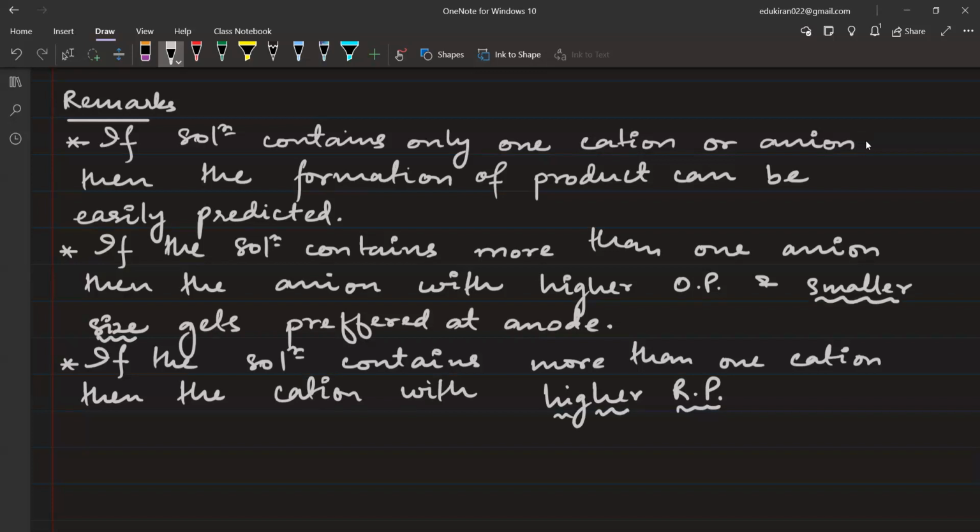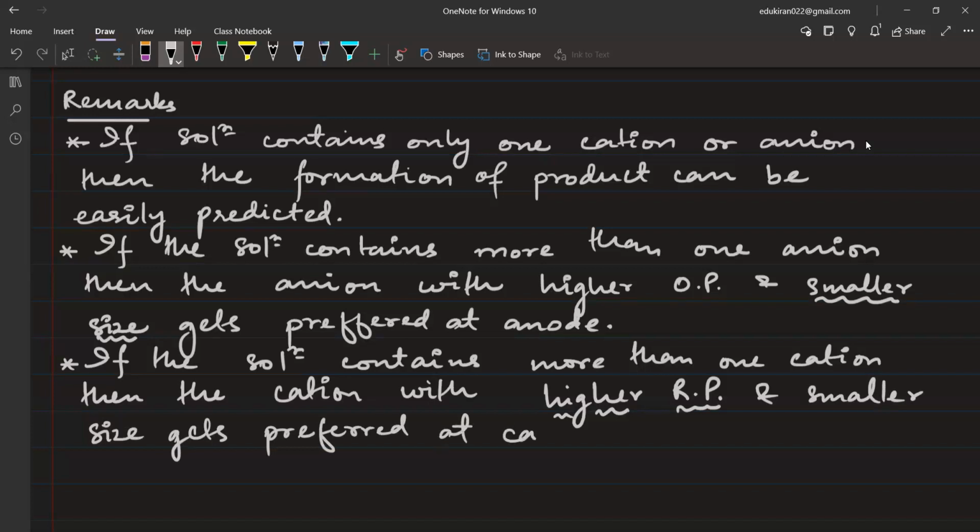ठीक है, cation with high reduction potential लिख लीजिए इसमें, but smaller size is not a dominant factor here, and smaller size gets preferred at cathode.